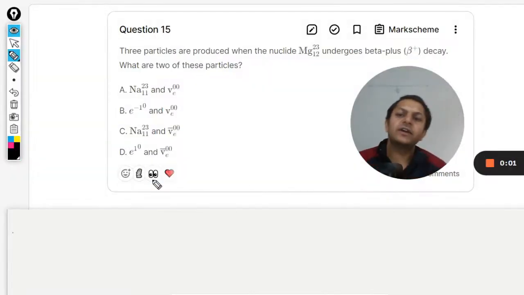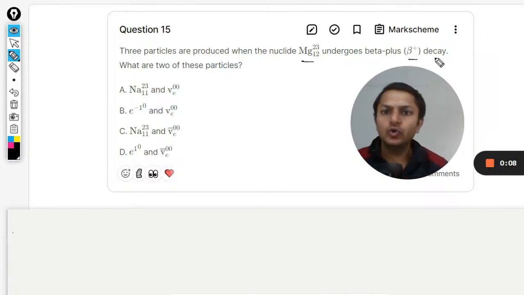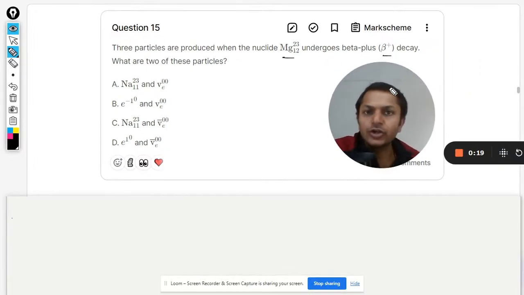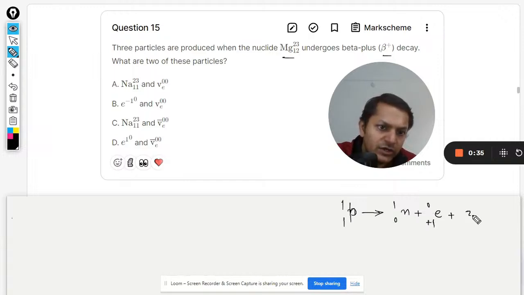Friends, let us see what is there in this question. Three particles are produced when a nuclide undergoes beta positive decay. What are two of these particles? Fine. So we have to write the complete information here first of all. As I have already told you, in beta positive decay the atomic number decreases by one. And what is the reaction taking place in beta positive decay? A proton disintegrates, or converts itself, into a neutron, so there will be a positron and an electron neutrino, plus heat.